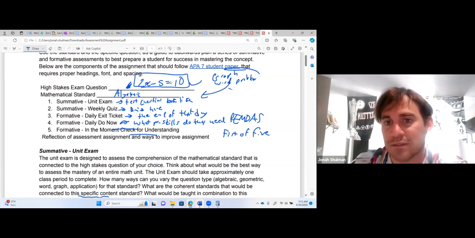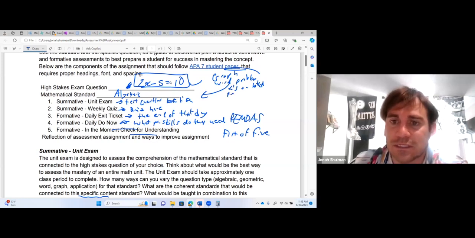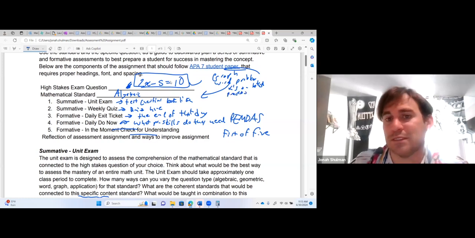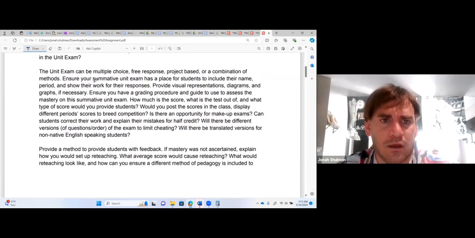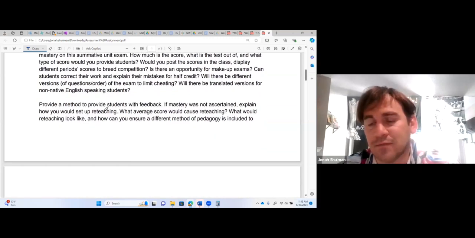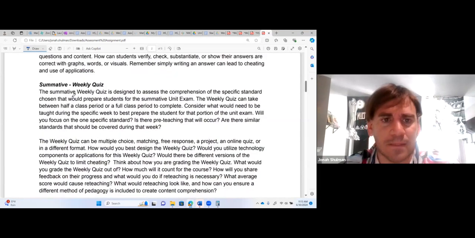You could have one with X's on both sides. You could have one that has fractions in it. Like, what are all the different ways that you can show this problem? You can make a multiple choice, free response, project-based, or a combination of methods. And then how are you going to give the students the feedback? And this is the quiz, so the standard to prepare them for that summative exam.